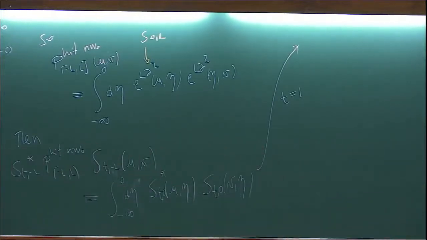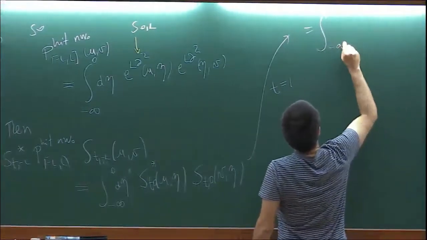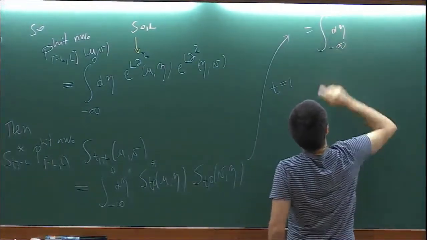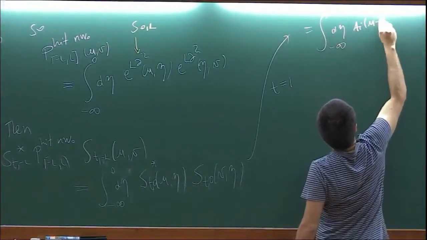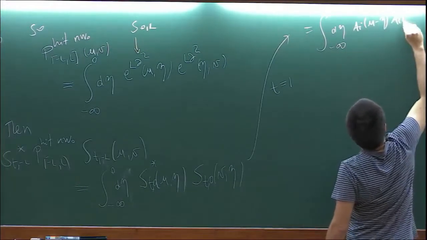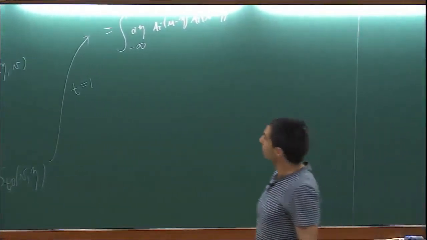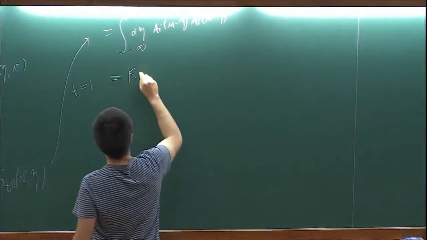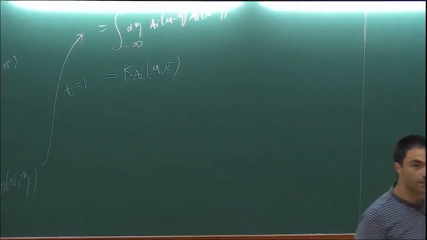I just told you that when I put a 1 and there's no heat kernel part, this is just an Airy function. So you write it down, and this thing is the integral from minus infinity to 0 d eta Airy U minus eta Airy V minus eta. This is exactly the Airy kernel that I wrote the other day. It's literally the Airy kernel.